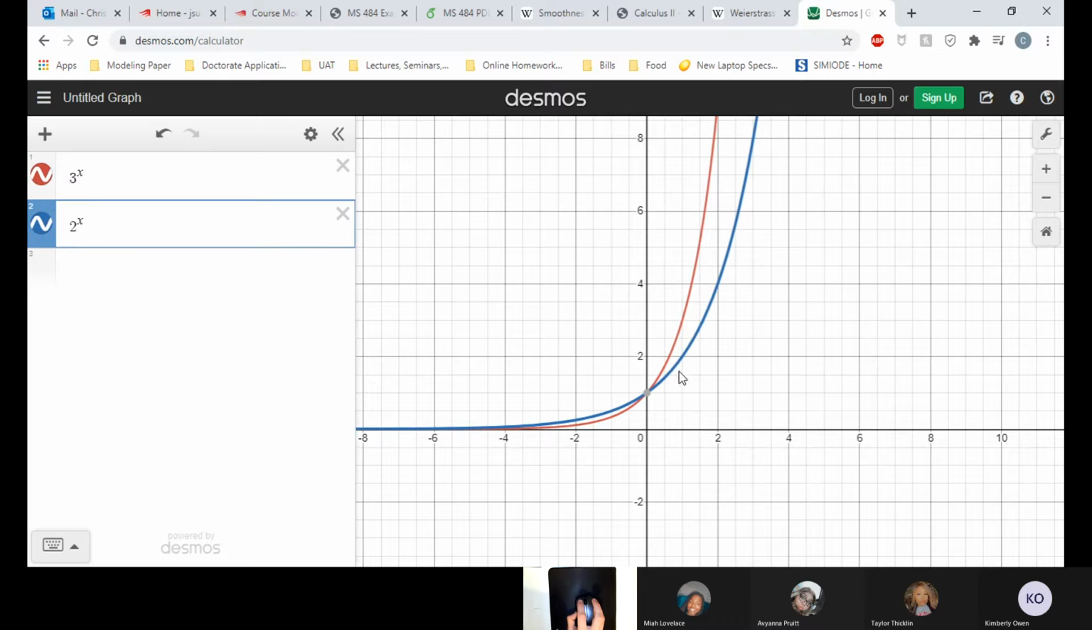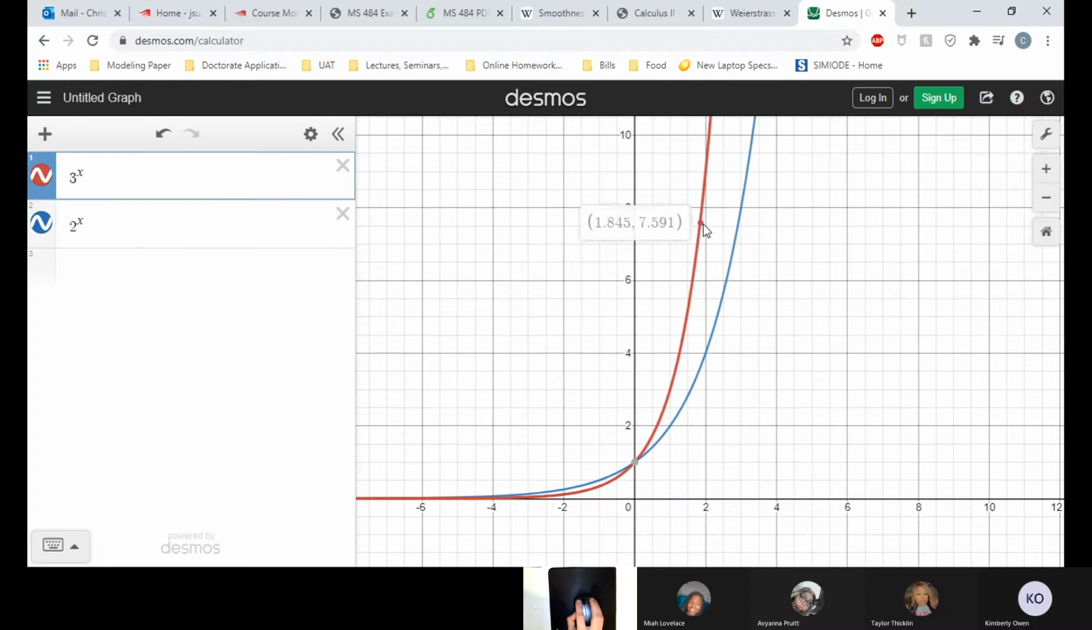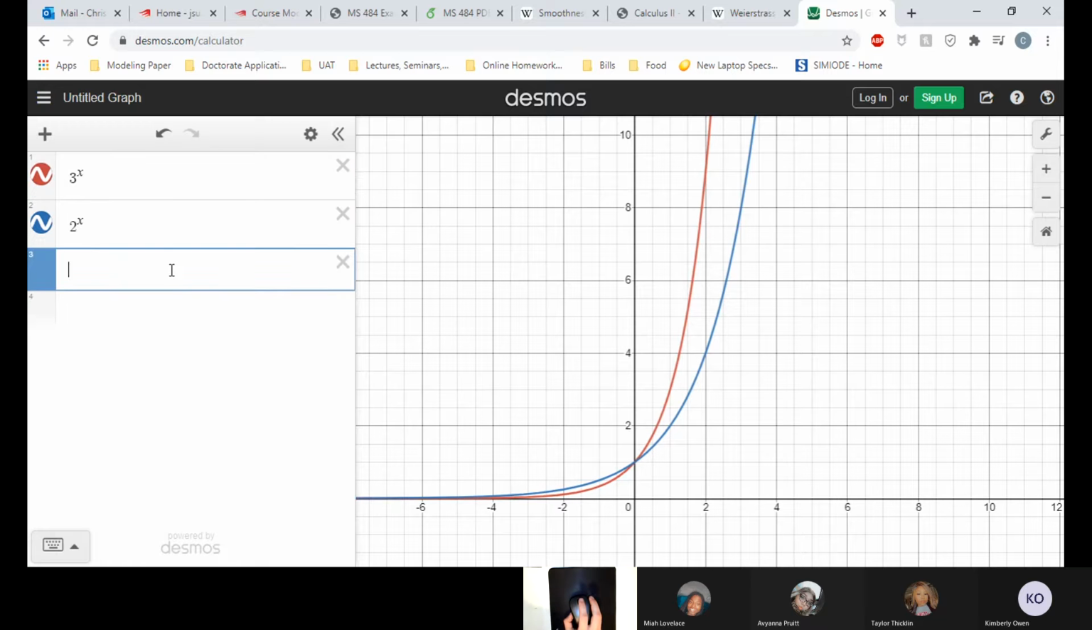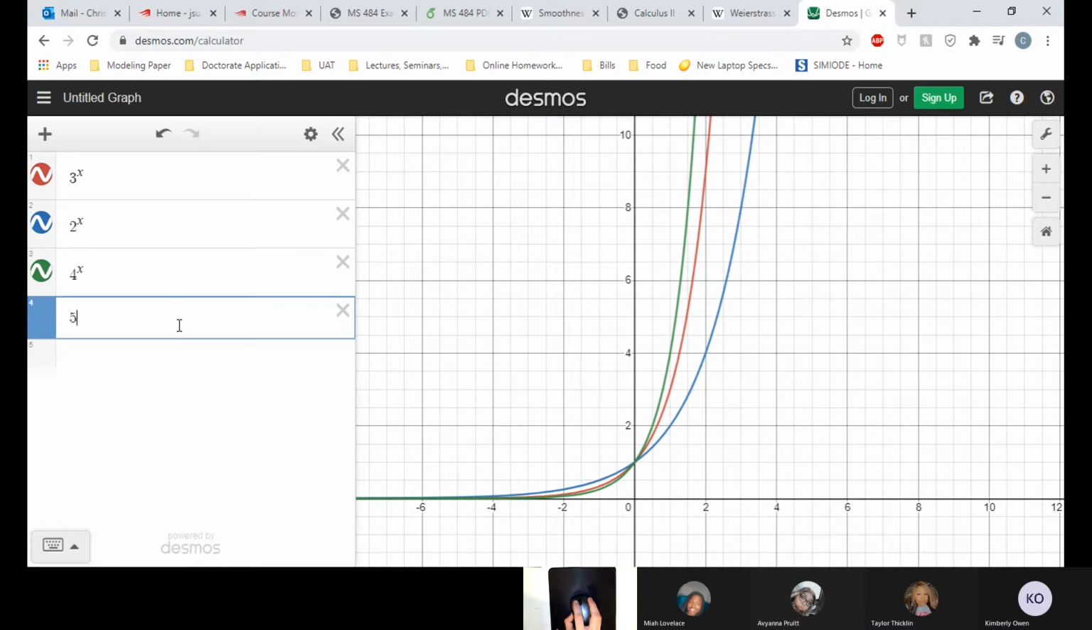And the blue function is like a doubling function. Like every time you input the next whole number, it doubles the output. So clearly this one is growing faster. So then if I plugged in like 4 raised to the x, it'll grow even faster. 4 raised to the x is there, that green function. And then 5 raised to the x is there. So the higher the base, the faster the function is going to grow.